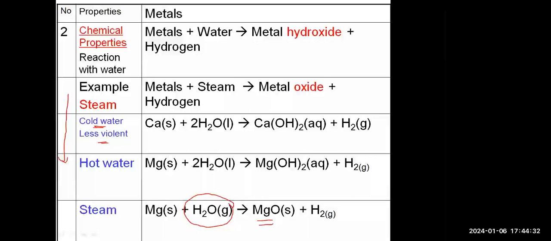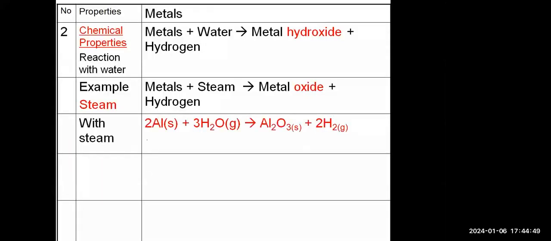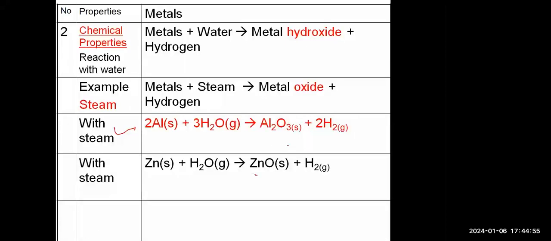Remember, I told you, these two you have to remember. Magnesium reacts with liquid water at room temperature or with steam. So here it is magnesium hydroxide. In the second case, you have magnesium oxide. Aluminium reacts with steam only to give aluminium oxide. Zinc reacts with steam only to give zinc oxide.